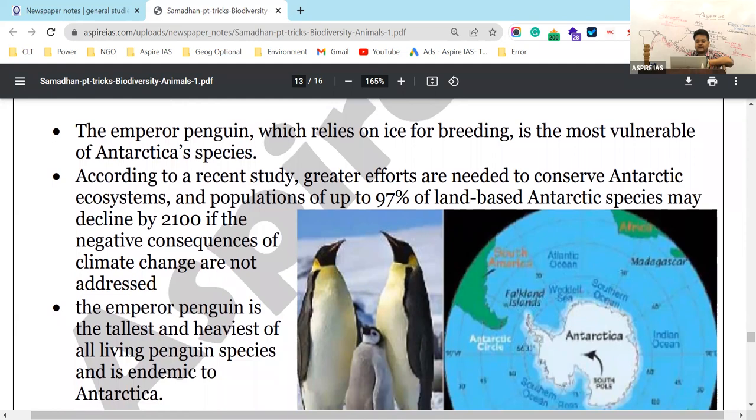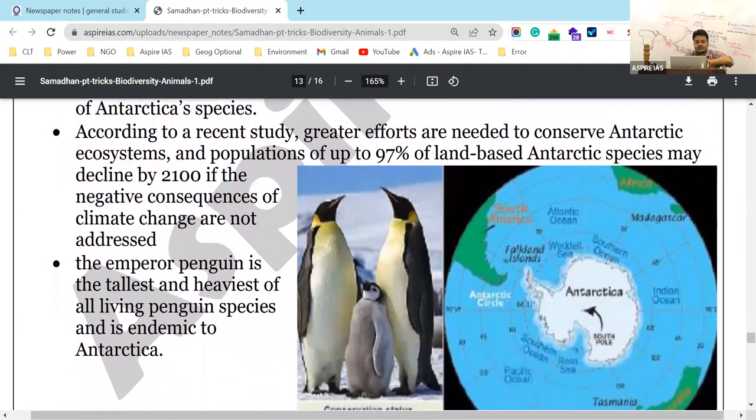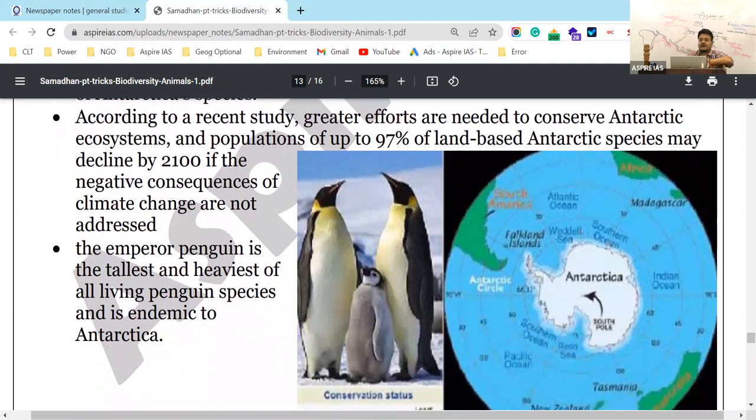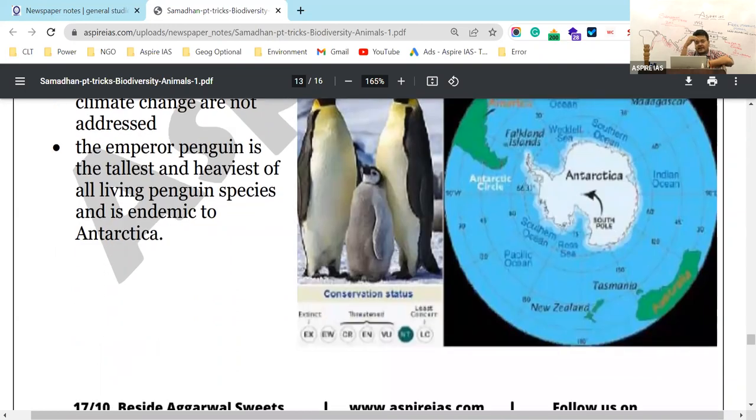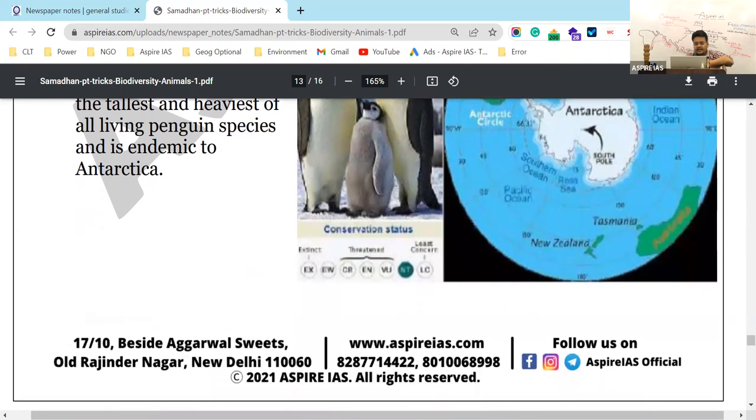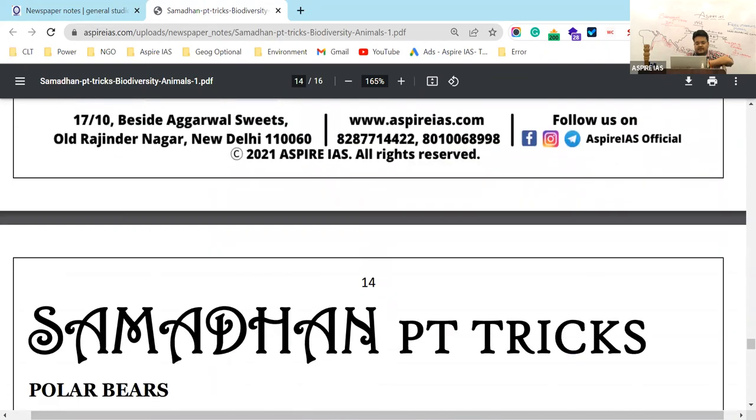The emperor penguin, which relies on ice for breeding, is the most vulnerable of Antarctic species. According to a recent study, greater efforts are needed to conserve the Antarctic ecosystem, and populations of up to 97% of land-based Antarctic species may decline by 2100 if the negative consequences of climate change are not addressed. So, Arctic mein milta hai polar bear aur Antarctica mein milta hai penguin, and they are coming under near threatened species.